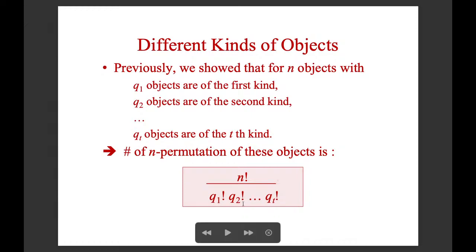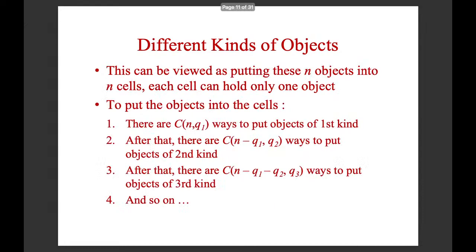We start by thinking of all the objects as distinct from the beginning. So there are n factorial ways of arrangement for them. But then suddenly Q1 of them become the same. In that case, we need to divide this by Q1 factorial. And after that, Q2 of the remaining become the same, so we need to divide by Q2 factorial, and so on and so forth. So we get this number. But we can also have a different interpretation.